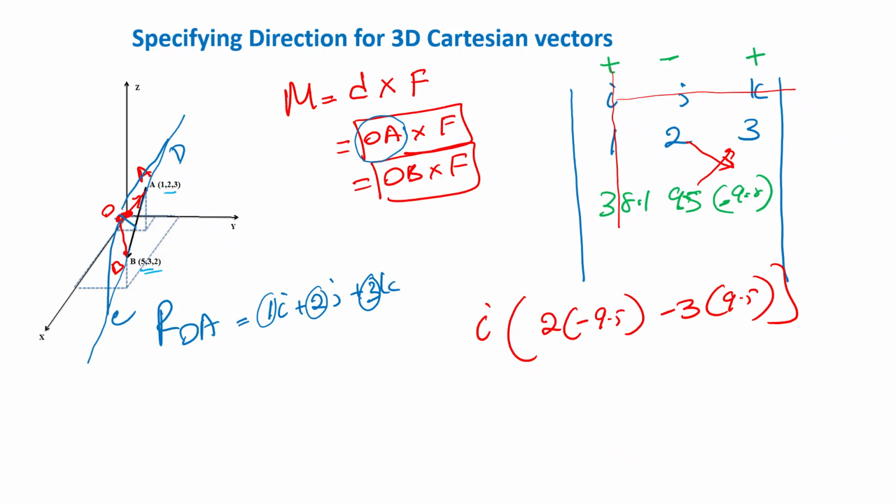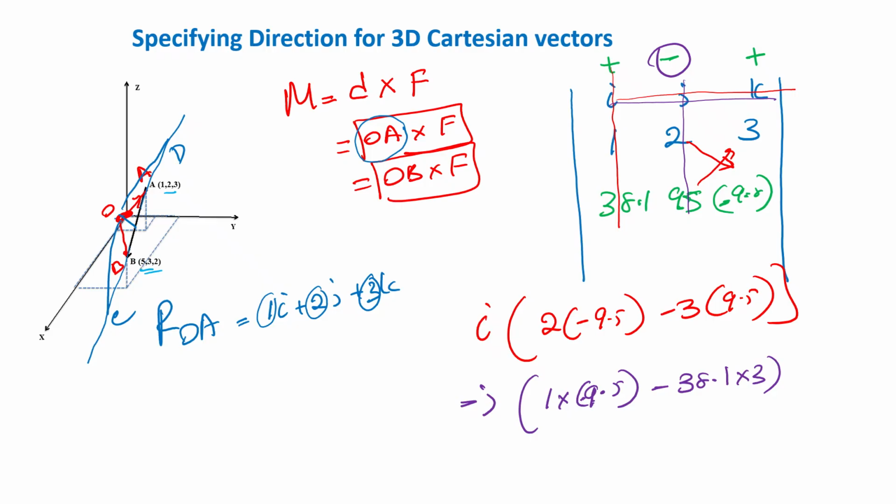Am I right? J will be a negative J, so you have a negative here. You ignore this 2. Then it will be 1 times negative 9.5 minus 38.1 times 3. Makes sense? Then you have positive K times, ignore this 2, 1 times 9.5 minus 38.1 times 2. Am I right? Yes.